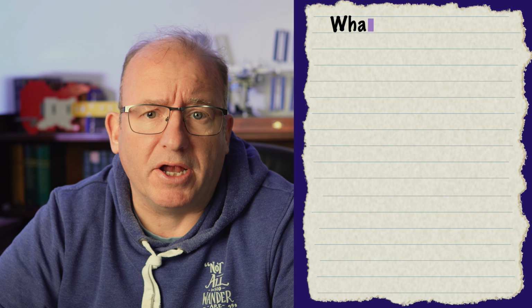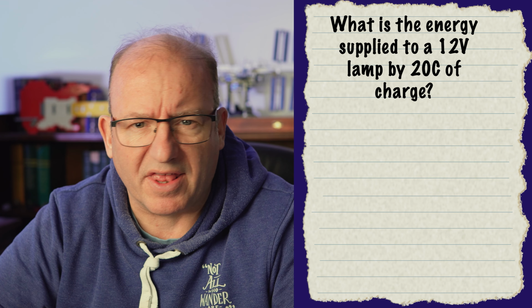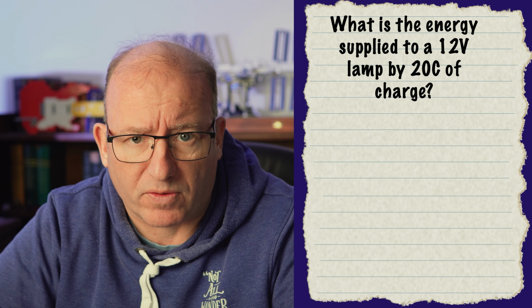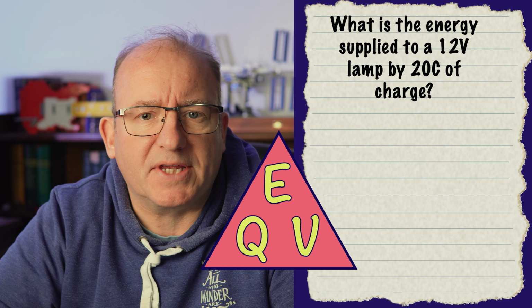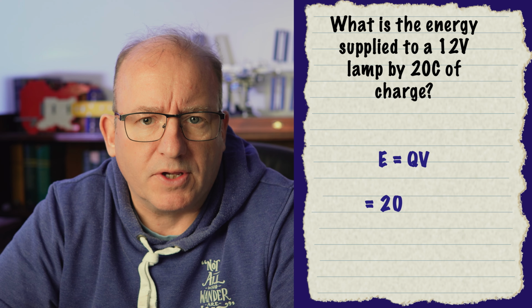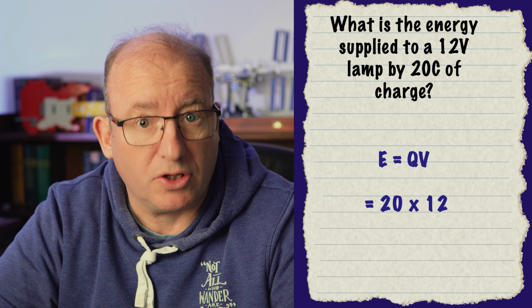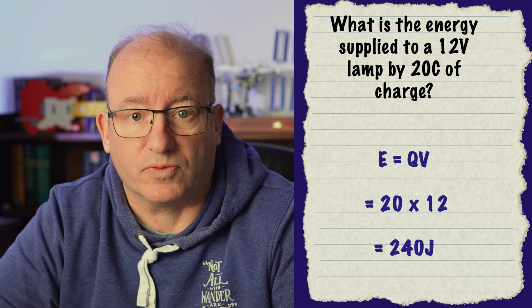So here's another example. What's the energy supplied to a 12-volt lamp by 20 coulombs of charge, assuming that the lamp, of course, is working at 12 volts? Here's the triangle. You could use that, or you could use your math skills to get E equals V Q. The voltage is 12 volts. The charge is 20 coulombs. 12 times 20 gives us 240 joules.